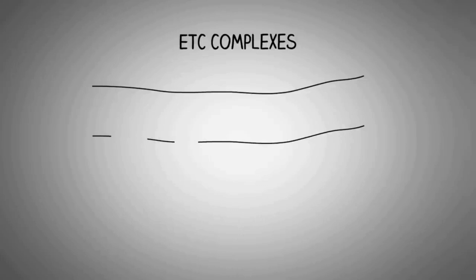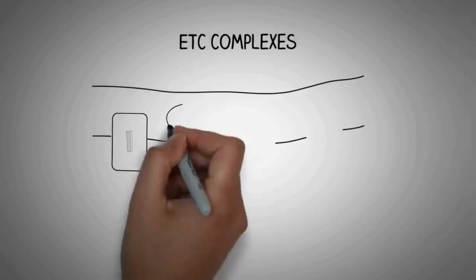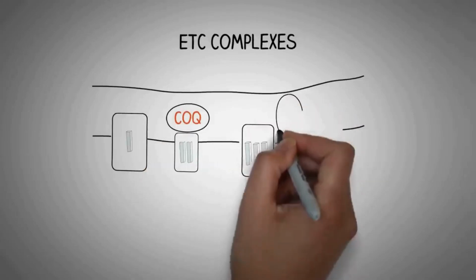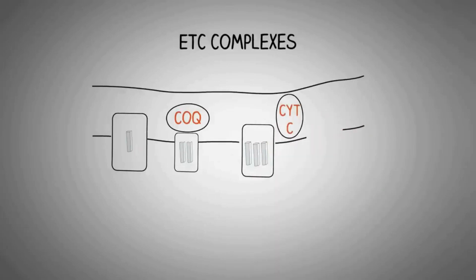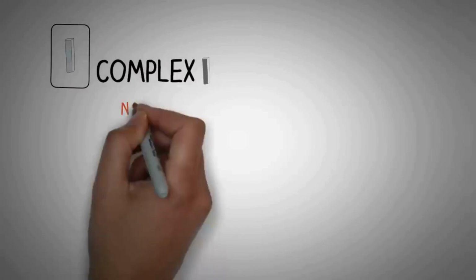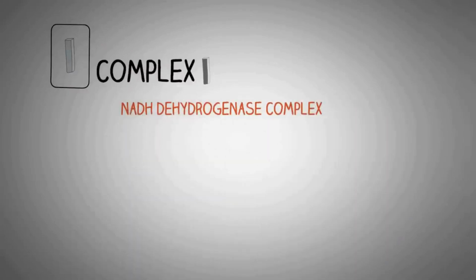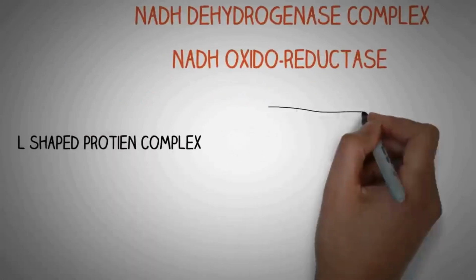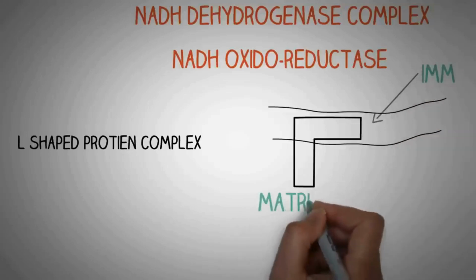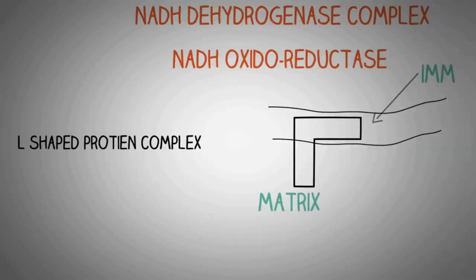What you see here is the inner mitochondrial membrane, which has these electron transport chain complexes. These complexes are numbered from 1 to 4 in Roman numerals. In addition to all the 4 complexes, we also have 2 additional prosthetic groups called coenzyme Q and cytochrome C. So let's first talk about complex number 1. Complex 1 of the electron transport chain is named the NADH dehydrogenase complex. It is also known as the NADH oxidoreductase. The first complex is an L-shaped protein complex present in the inner mitochondrial membrane. It has 2 arms. The vertical arm is located inside the inner mitochondrial membrane, whereas the horizontal arm is located inside the matrix of the mitochondria.